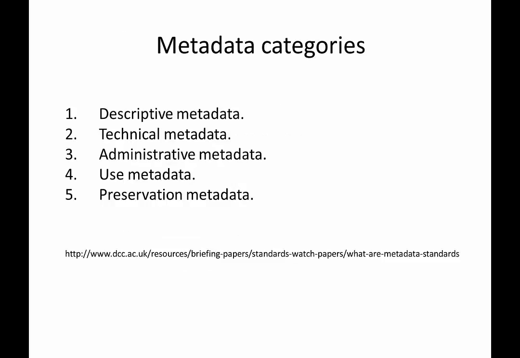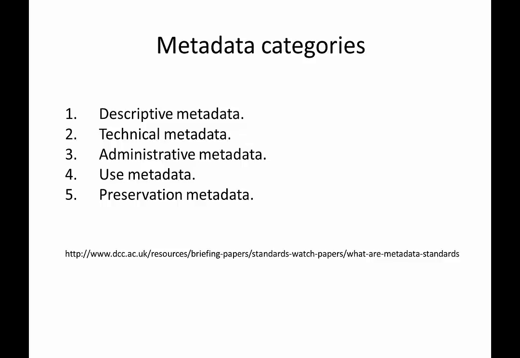Okay, quickly, I don't want to spend too long on this. Metadata categories. A lot of this, and indeed that previous list, came off this site, dcc.ac.uk. It's basically the National Research Centre for Digital Data in the UK. I can't remember what its full title is. It's a good site. It's well worth having a look.